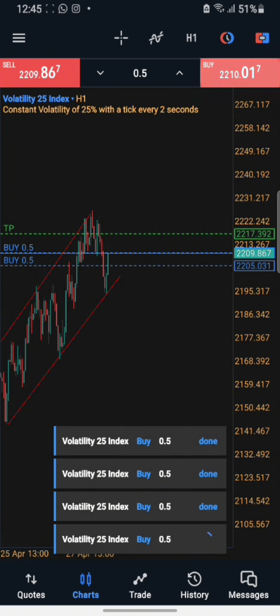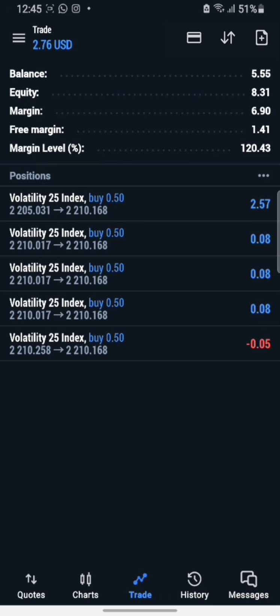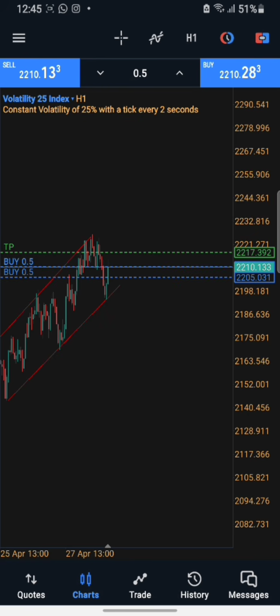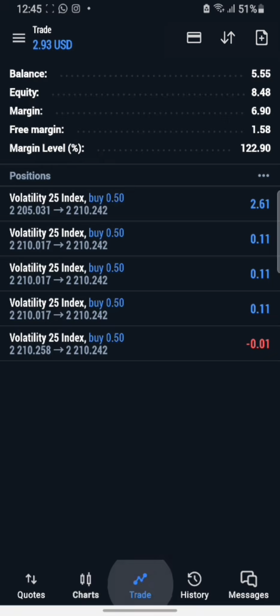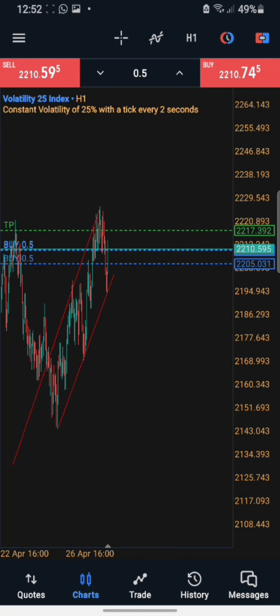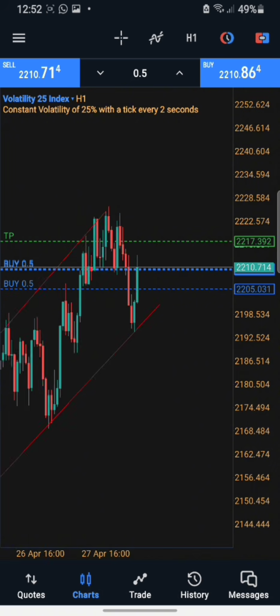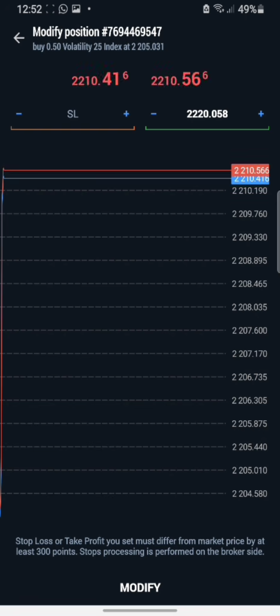That TP that we put earlier on one position was hit, so the market closed that position, and now we are at $5 equity. And then we enter more positions, and let's see how much we can get. So we were able to enter more positions because now our balance is a bit higher. So we continue going up. Now our account is a bit bigger than before.